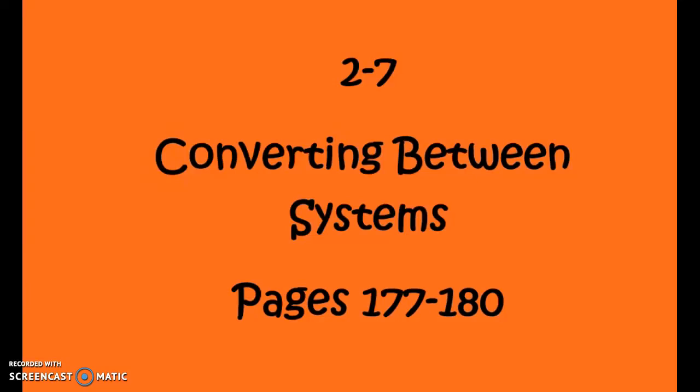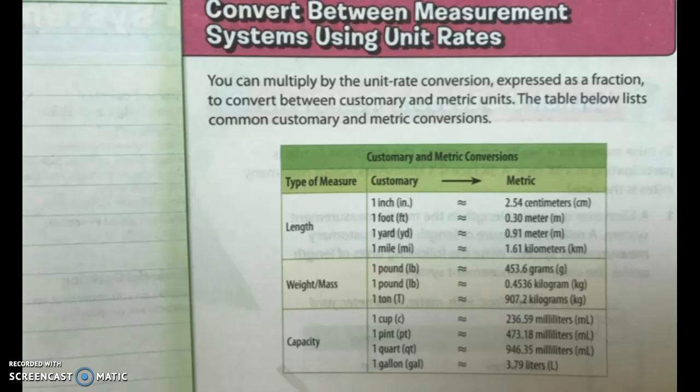Okay, this is video 2.7, Converting Between Systems. It goes with pages 177 to 180 in your workbook. All right, earlier in the unit, we talked about converting within systems. So we were talking about ounces to pounds. We were talking about seconds to minutes.